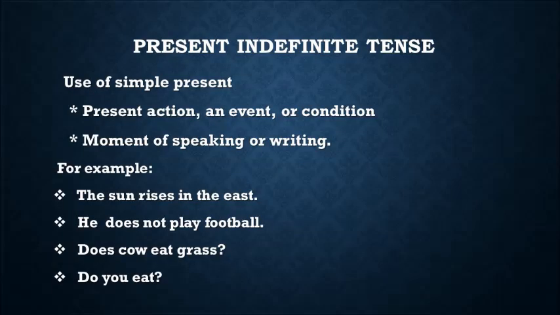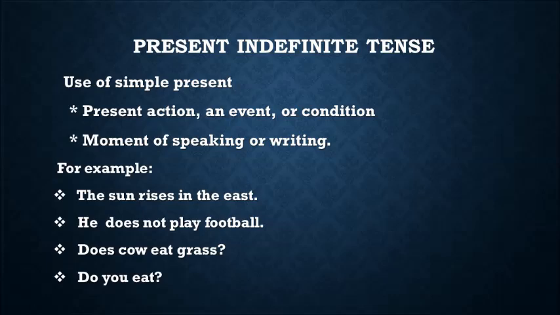Present indefinite tense. Now, as I have already told you, present indefinite tense deals with exactly all those actions that are happening in present. And at the moment of speaking or writing, that action is going on. For example, the sun rises in the east. That is a universal truth. He does not play football.